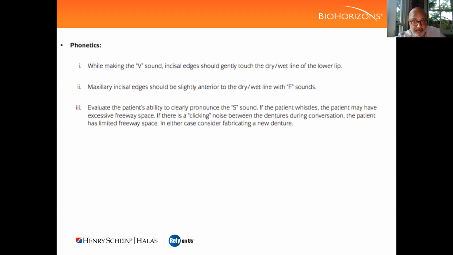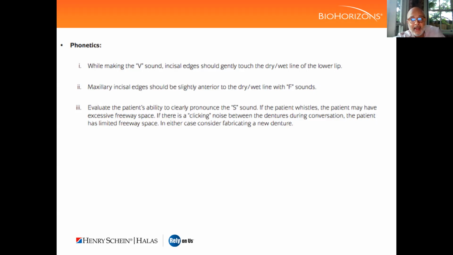So V sounds are very good. When they say it should touch the dry-wet line of the lower lip, that means the vermilion border. Maxillary incisor edges should be slightly anterior to the dry-wet line for F sounds. I did go over this a little bit, but I'm relating it to the occlusion part of things. If you've got good vertical dimension, you're not encroaching on the neutral zone and there's freeway space, people can adapt around a smaller arch. But if that doesn't exist, your F and V sounds go out the window.